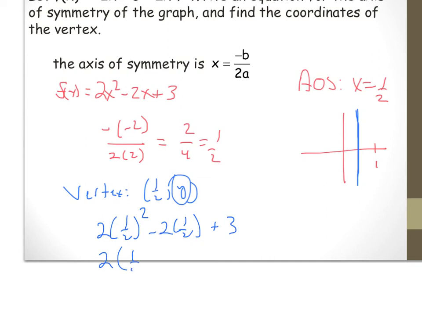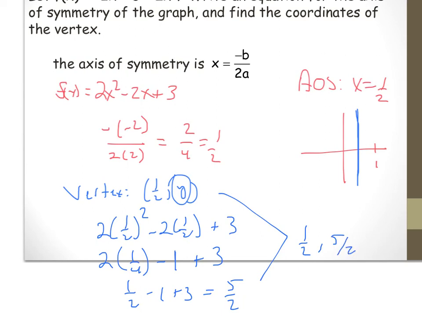1/2 squared is 1/4. 2 times 1/2 is 1 plus 3. 2 times 1/4 is 1/2 minus 1 plus 3, and that's going to equal a negative 1/2 plus 3. So that's 5/2, or 2.5. So I take this piece and this piece, and I have my vertex as 1/2, 5/2. So by plugging in the x value that we get for the axis of symmetry, that allows us to find our vertex.